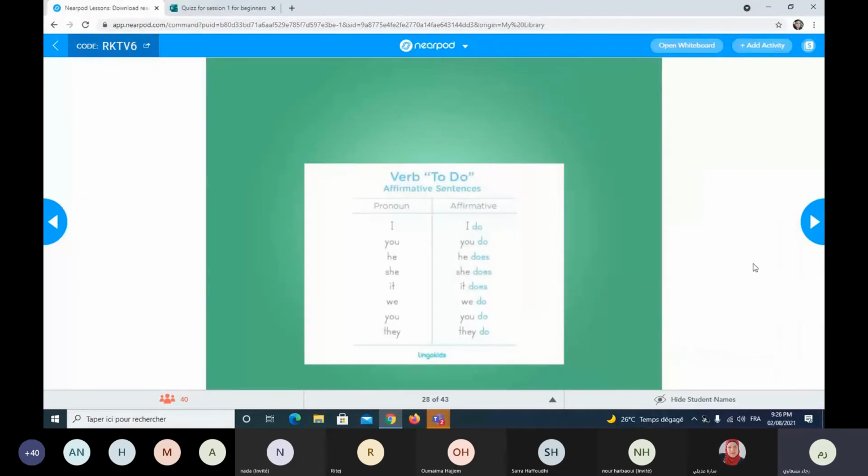Okay. So, I move to the second verb, to do. To do is a verb which describes an action. Okay. I do the shopping. I do the housework. I do the homework. You see? I do the exercise. I do the activity. So you have with the pronoun, I do, you do. Be careful. With he, she, it, the verb takes an S. He does, not he do, okay? He does, she does, it does. We do, you do, they do.